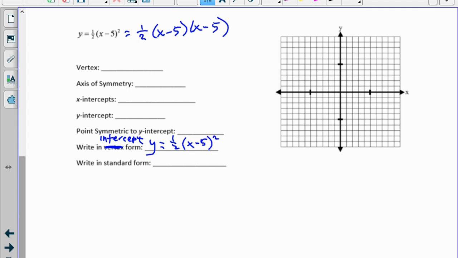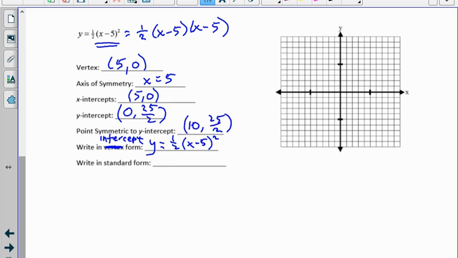So the vertex, since this is in vertex form as well, we can see that the vertex is at (5, 0). The axis of symmetry is going to be x equals 5. Our x-intercept is at 5. There's only one of them. The y-intercept we can get by substituting 0 in for x, and we get 25 halves, or 12.5. And the point symmetric to the y-intercept, since the vertex is at 5, is going to be at 10. So we have (10, 25/2) as our point symmetric to the y-intercept.